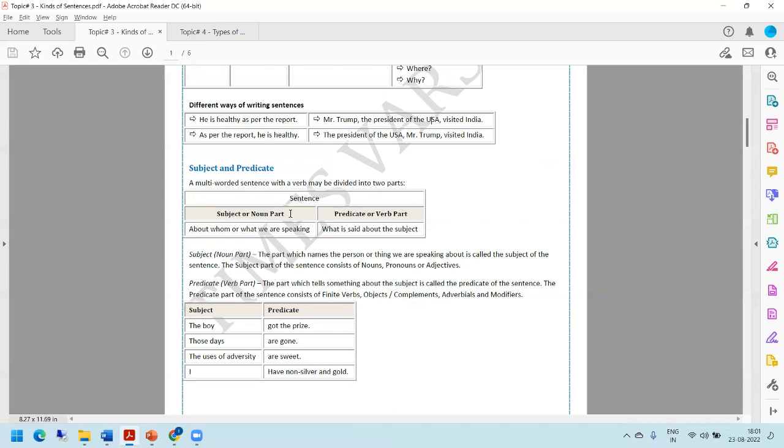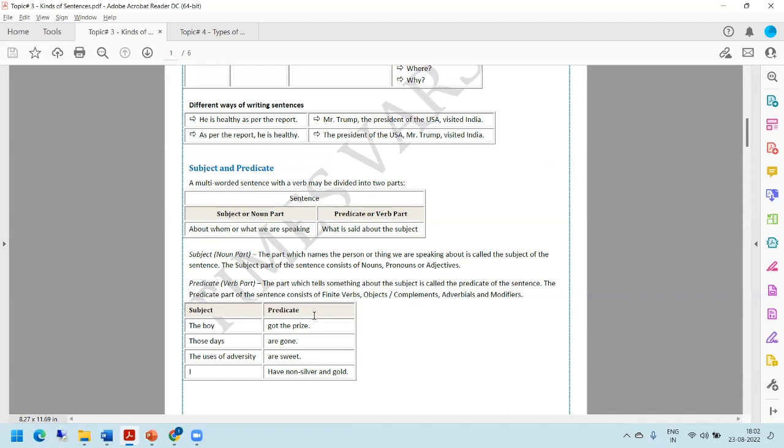And then also we can rearrange that, like here in different ways of writing a sentence, we have rearranged this one. So, he is healthy as per the report. So actually we are talking about a person, he. So that's why it is a subject, the part which names the person. Okay, so using any name, let's say it is Alex. Alex is healthy as per the report. Instead of Alex, which is a noun, I'm using the pronoun he. So, he is healthy as per the report. So in the subject part, you always find nouns, pronouns, and adjectives.